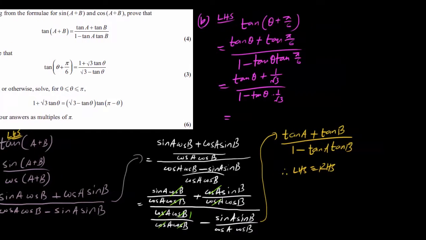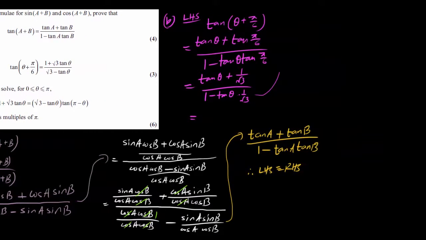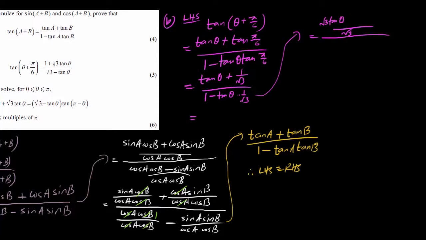So it turns out to be, do it over here. For upstairs, if the square root of 3 is the LCM, it turns out to be square root of 3 tan theta plus square root of 3 matches, this is going to be 1.